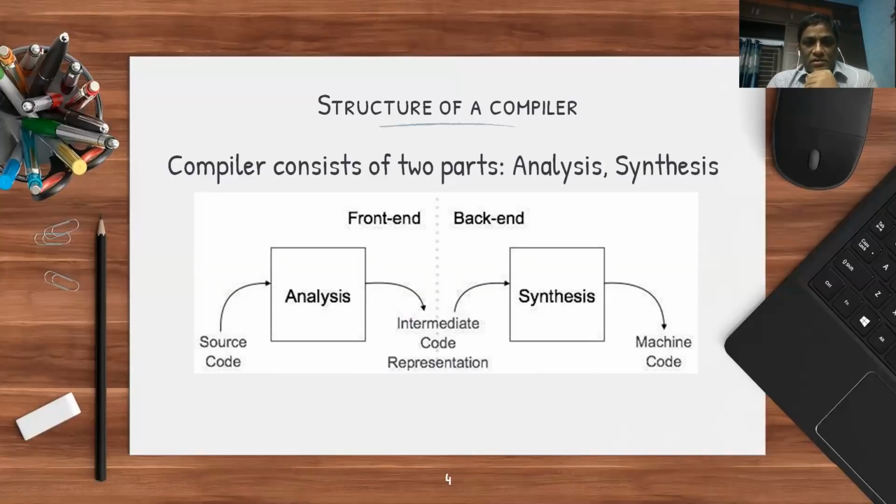And then this intermediate code representation is given as input to the synthesis part, which converts it into the target language. It may be machine code or sometimes assembly code, depending on the requirement. So the responsibility of the synthesis part is to convert this intermediate code representation, which is generated by analysis, into target machine code. Okay, so synthesis is also called the back end of the compiler, right?